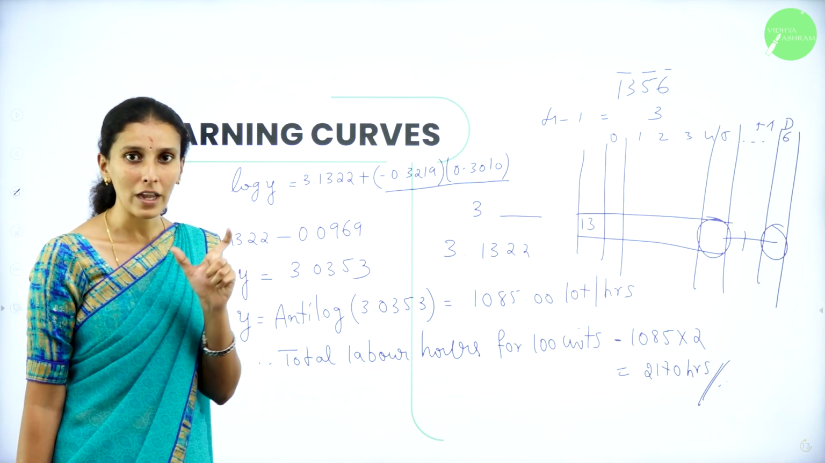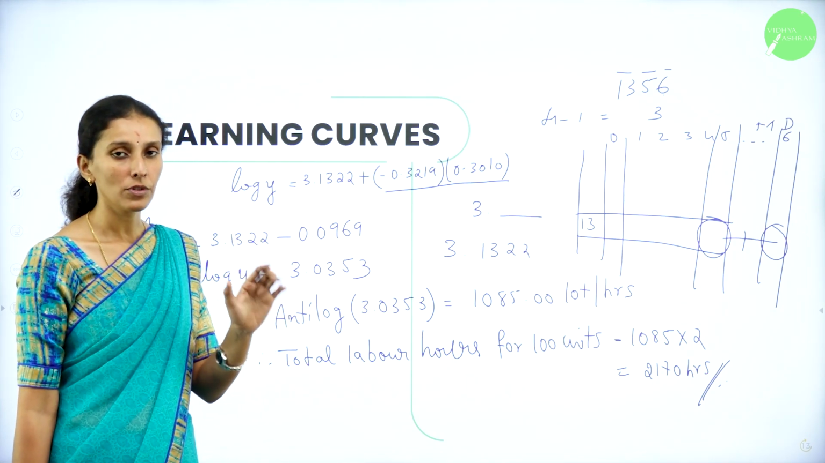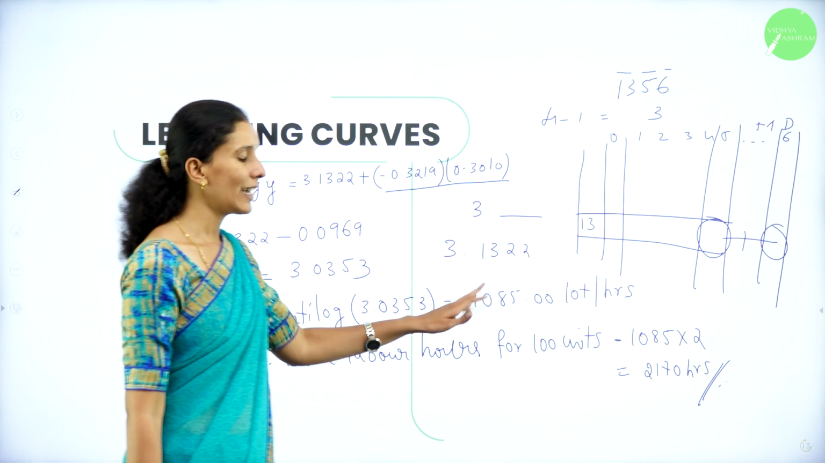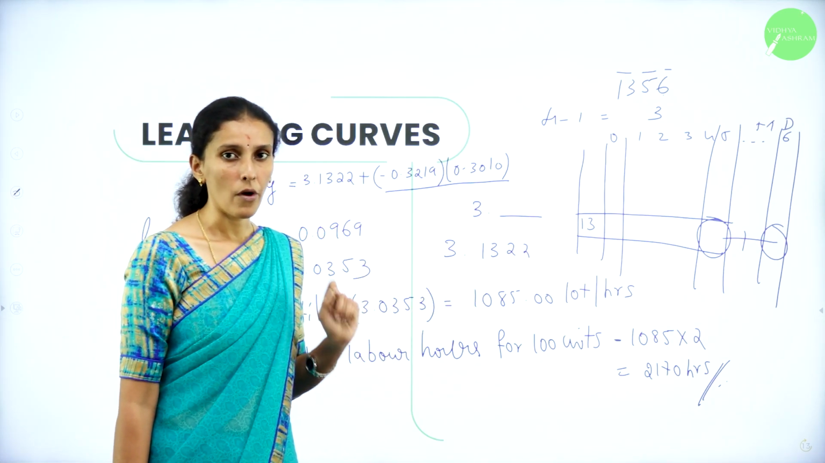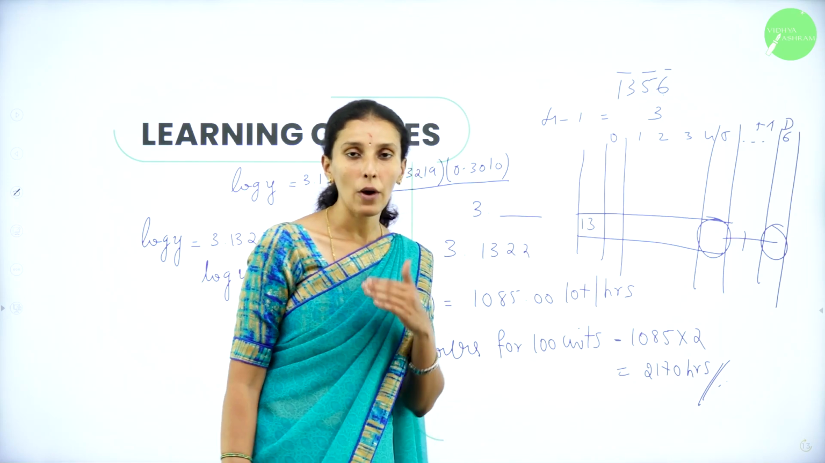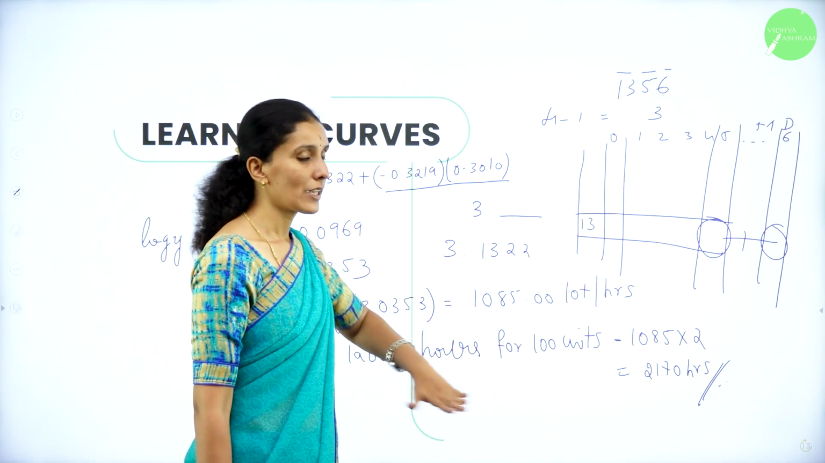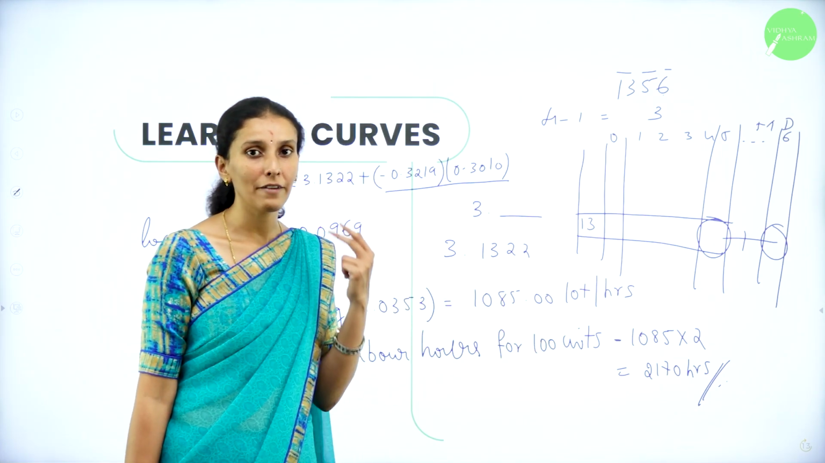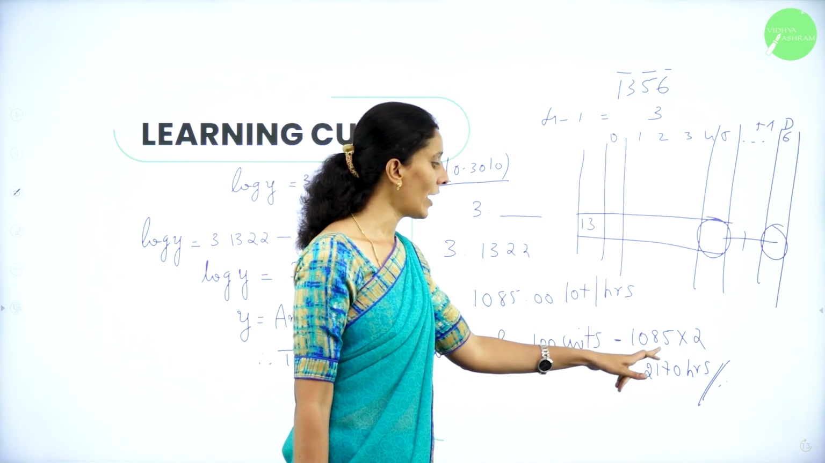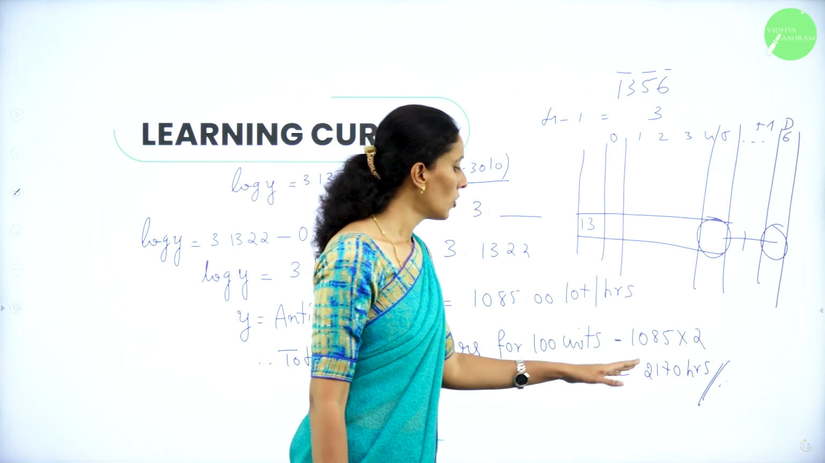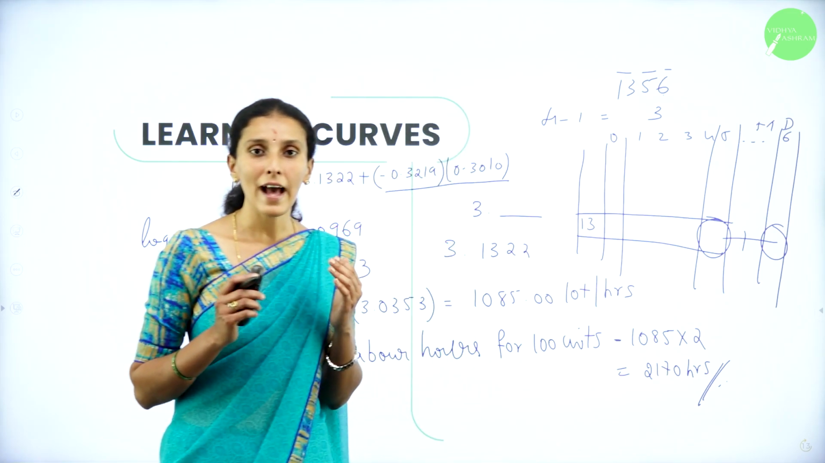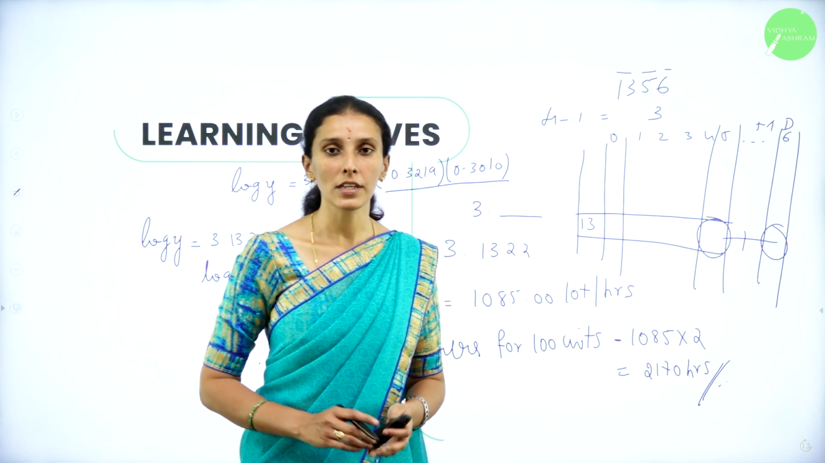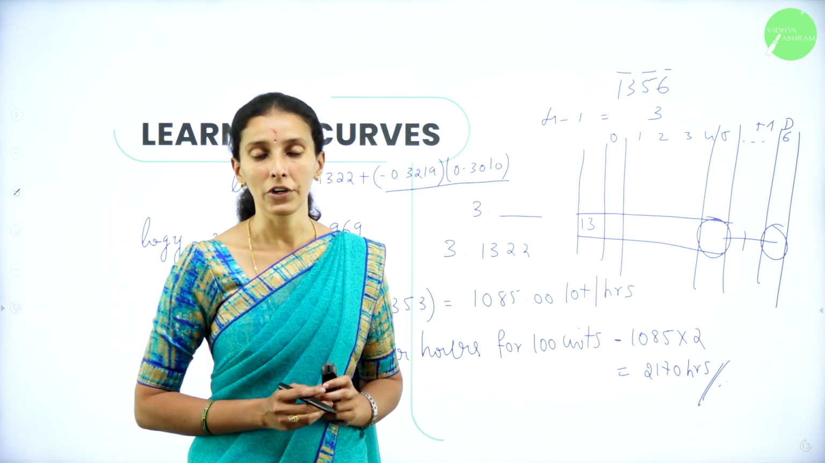But you need the value of y, which states the number of lots produced per hour. So therefore find the anti-log of the given value. You will get the answer as 1085.00 lots per hour. Now I have to find 2 lots because I should find the hours for 100 units. 100 units I have taken as 2 lots. So therefore 1085 into 2 is equal to 2170 hours. If they ask cost, multiply the cost with the given number of hours. So this is how we will find using the learning curve equation.